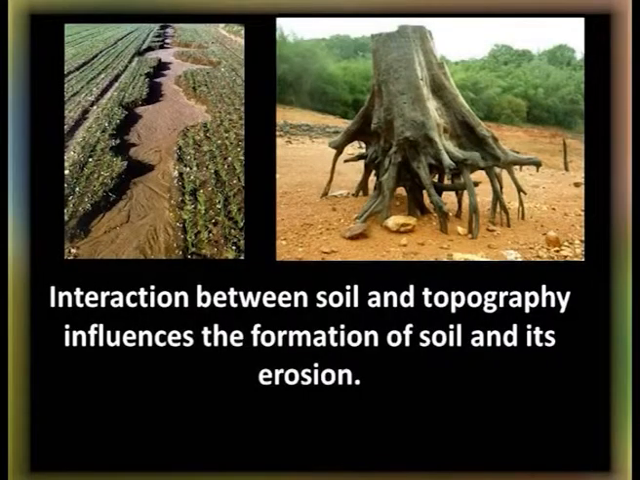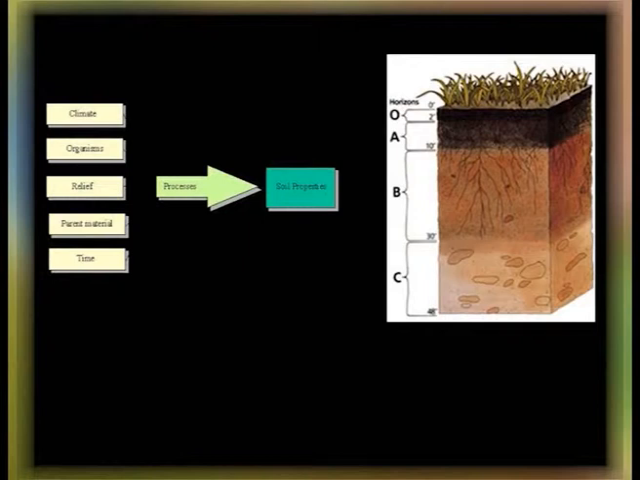This is all due to the strong interaction between soil and topography, which influences the formation of soil and its erosion. Being a complex factor, the soil formation factors are dynamic, continuous and interdependent as they help in the soil formation. Due to it, the effects are observed in nearby areas with less or high effects. Conclusion.